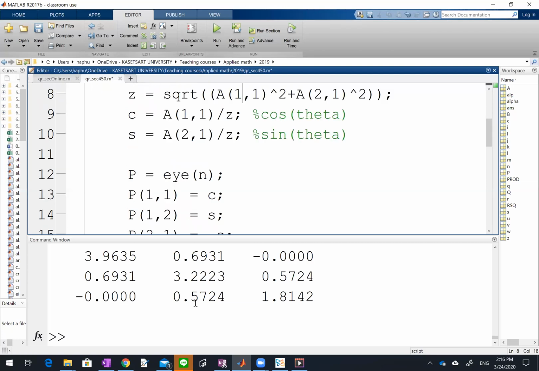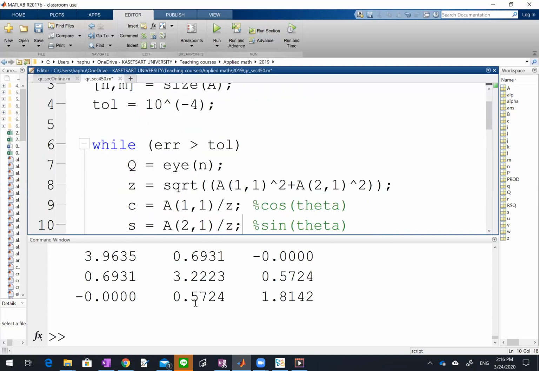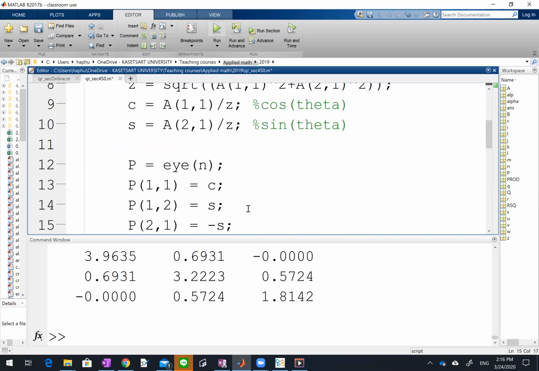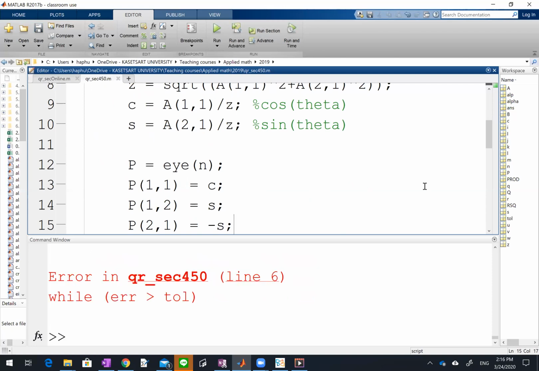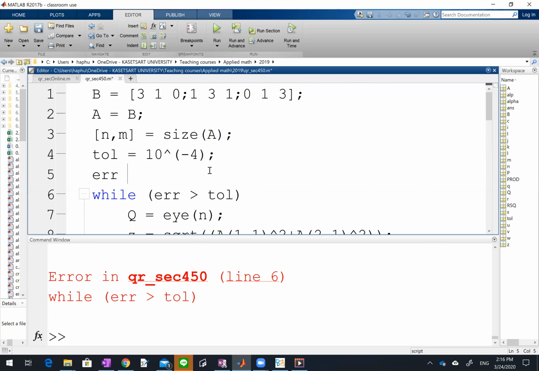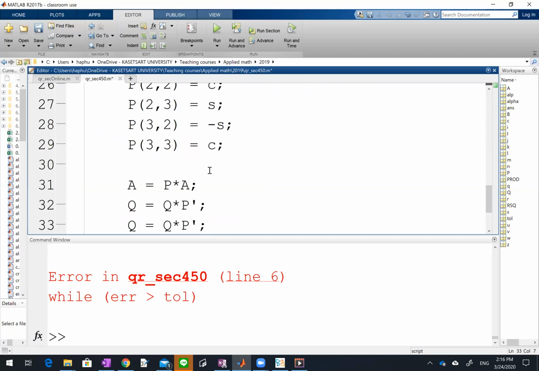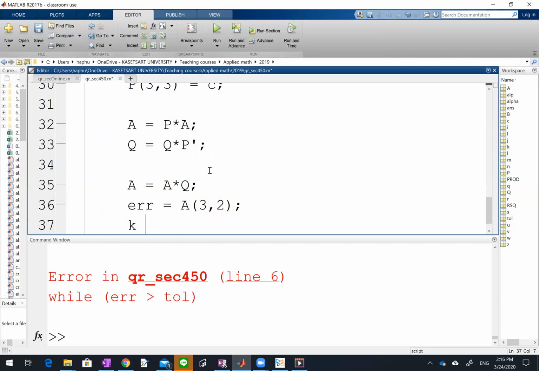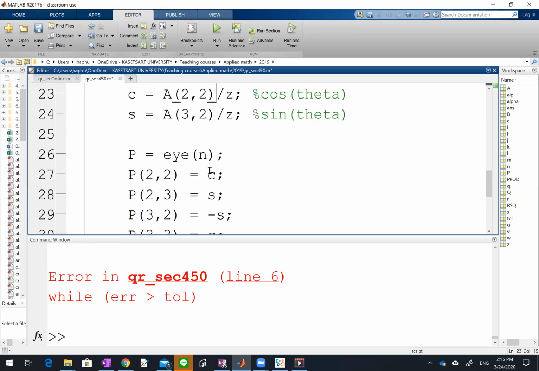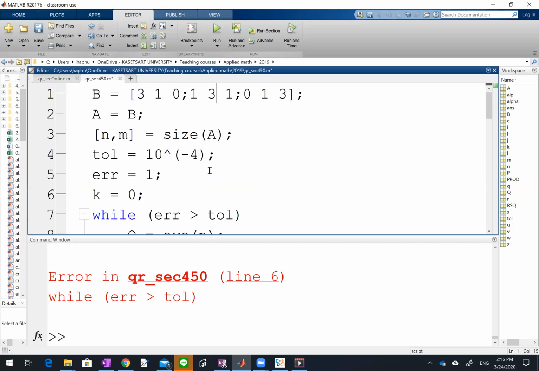Another thing that I want to modify in my code is, let me just run it for a minute. Oops, I did something wrong. I think I forgot to initialize my ERR. So ERR equals 1, and I want to count K equals 0. Okay, and then I want to say K equals K plus 1. And I want to make it a bit more fancy, so N equals 100.